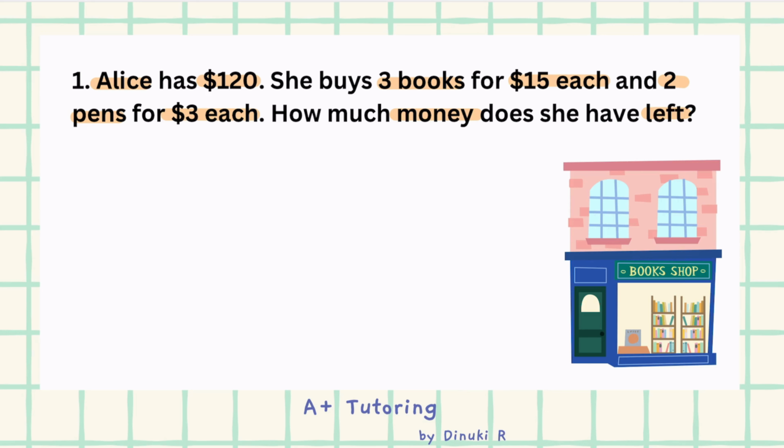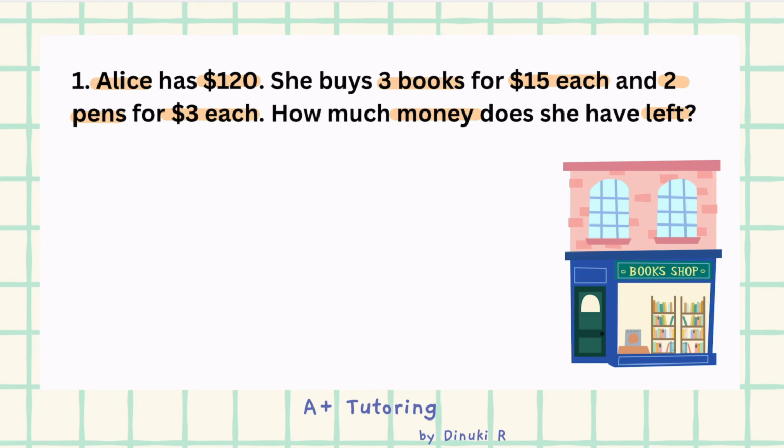Okay, before we go anywhere, let's just dissect the question. So Alice has got $120 in total. She buys 3 books, and they each cost $15. She also buys 2 pens, which are $3 each. And what's the question asking us to figure out? How much money she's going to have left over.